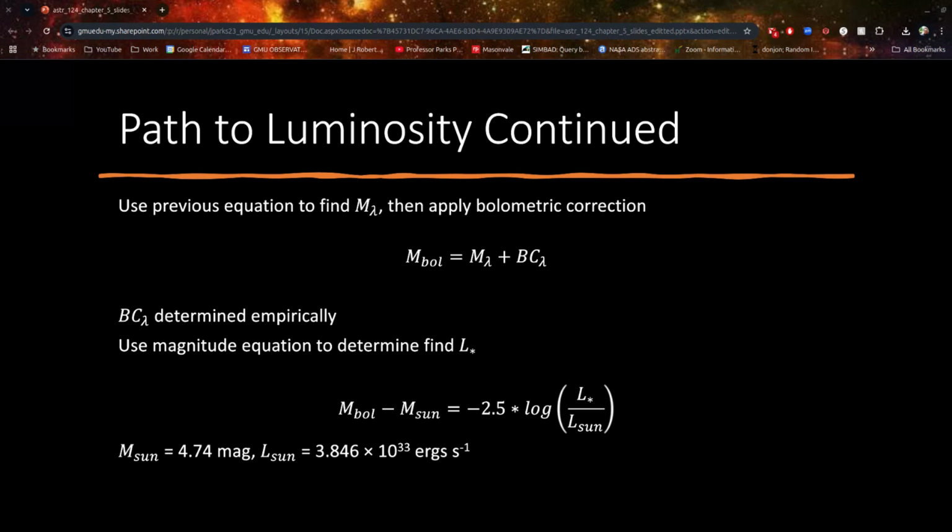So the magnitude value in a particular wavelength is going to be dimmer, so it's going to be much lower as a value than the bolometric magnitude, which is why you would need to add that bolometric correction. And then finally, you can go back to the magnitude equation and set it up such that the bolometric magnitude of the star minus the bolometric magnitude of the sun is equal to negative 2.5 log of the luminosity of the star divided by the luminosity of the sun.